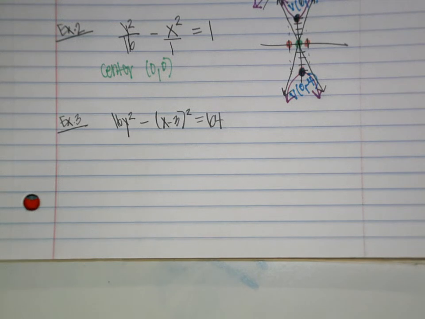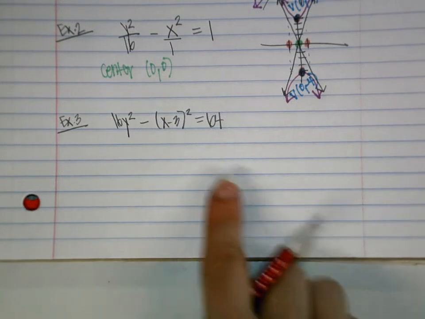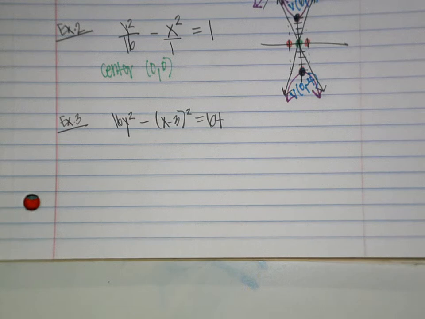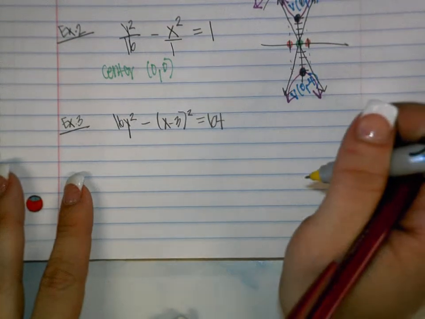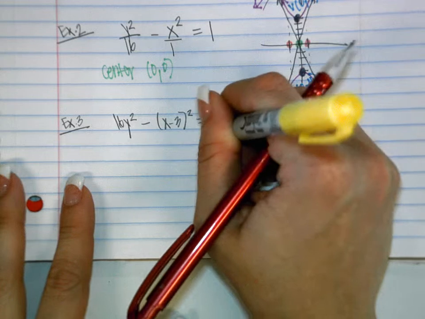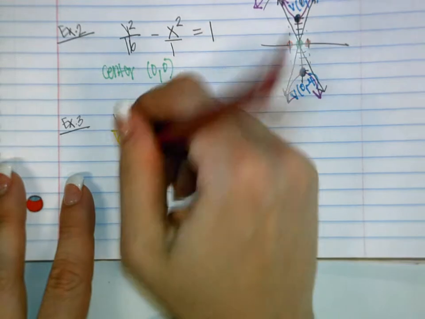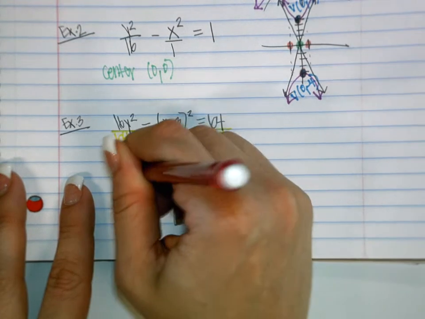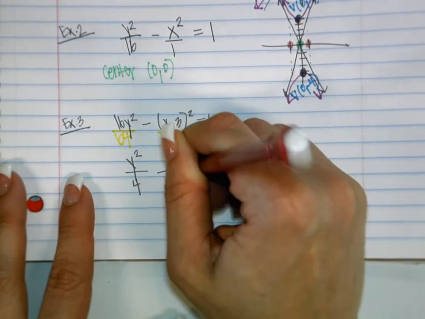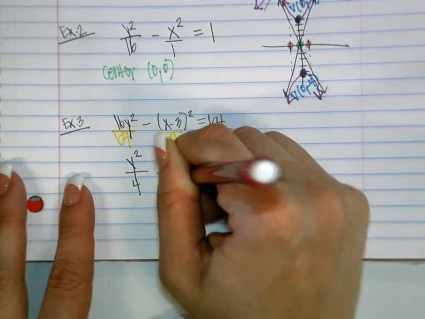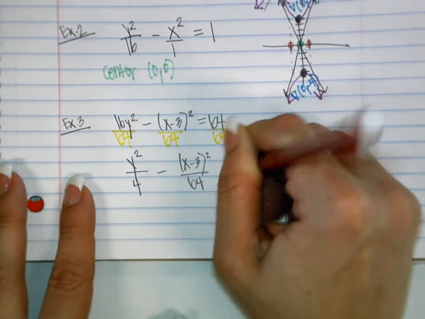Don't worry about it. So, what does my hyperbola have to equal? 1. So how do I make this equal to 1? Divide everything through by 64. 16 over 64 is going to reduce really nicely, so y squared over 4 minus x minus 3 squared over 64 equals 1.